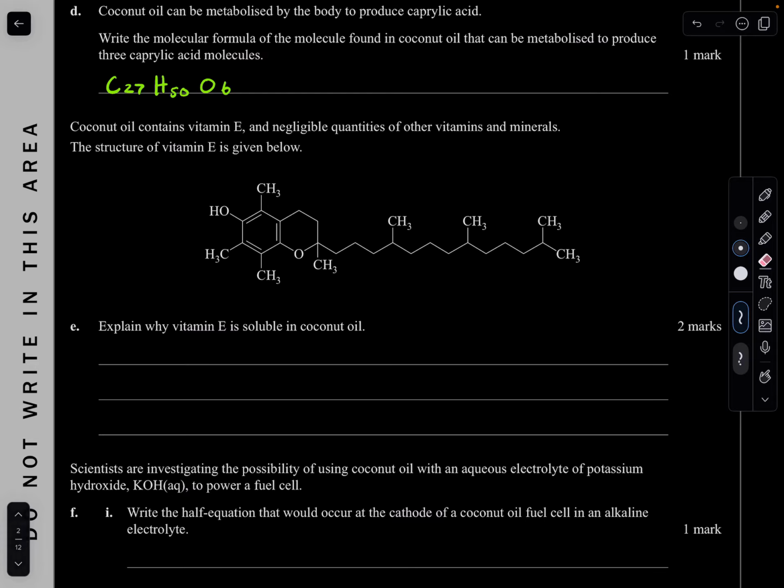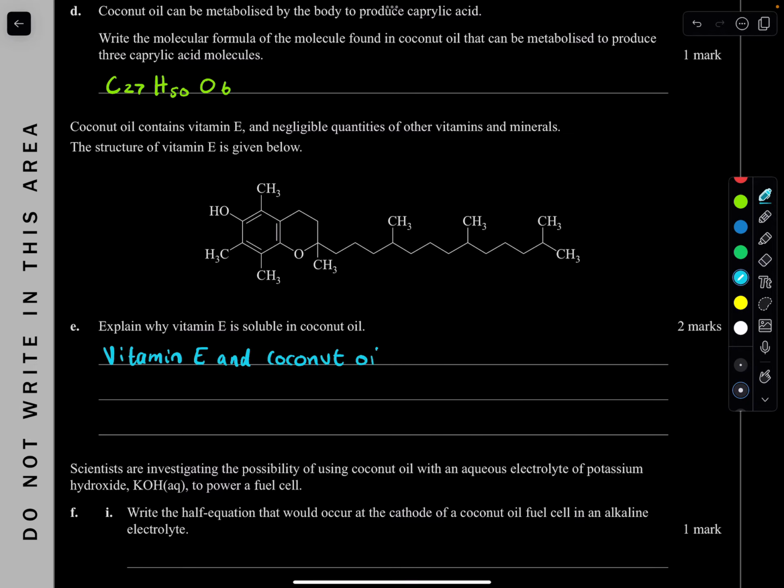So, looking at this, explain why vitamin E is soluble in coconut oil, and it's 2 marks. So we're just going to say vitamin E and coconut oil are both non-polar. That should explain one of them. We need to say because of what. Let me just make it bigger. Vitamin E and coconut oil are both non-polar. So that should give you 1 mark, saying that they're both non-polar.